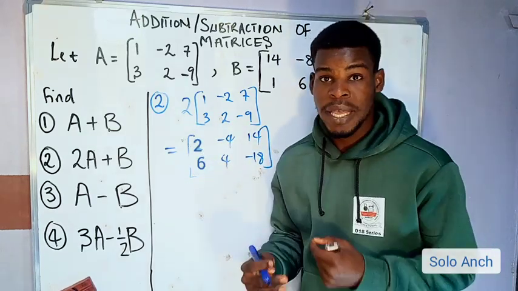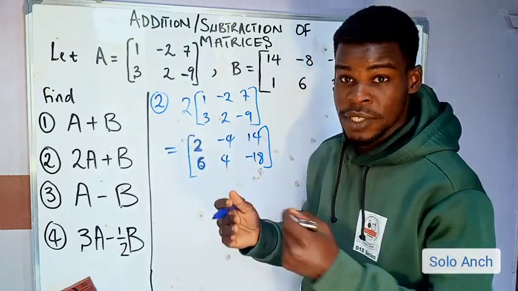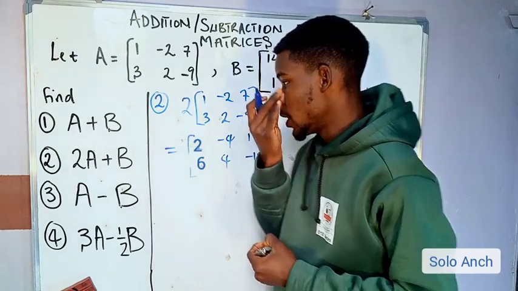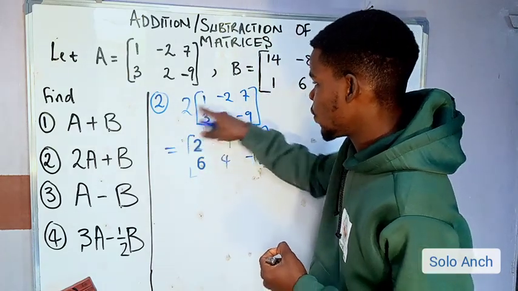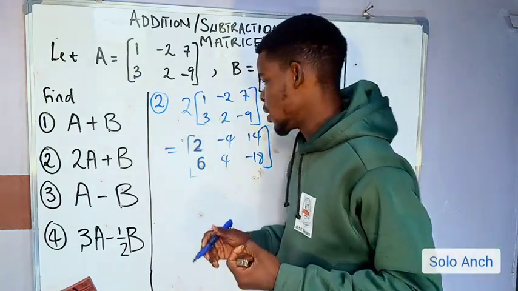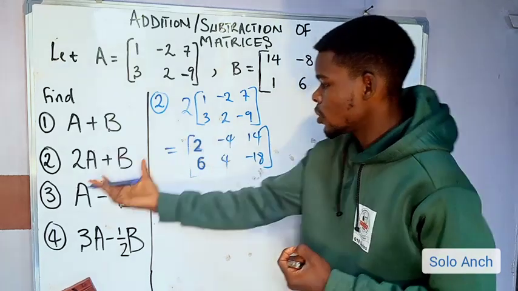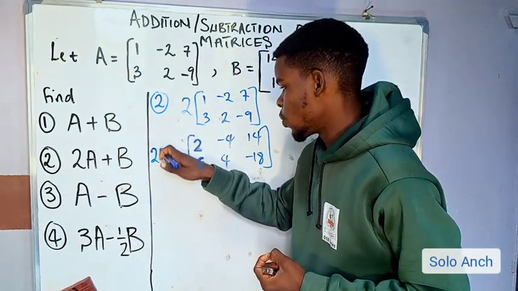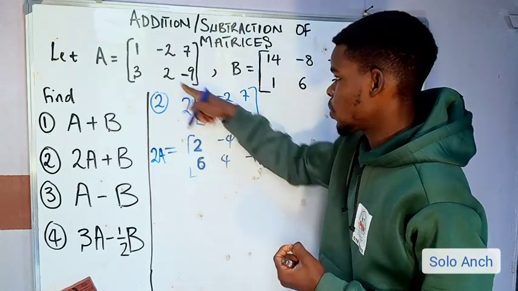That's how you multiply any constant. Even if it's 0, if you get to a point where you have to multiply 0 by a matrix, just use the 0 to multiply everything. In that case, you're going to have a 0 matrix. So this is not the result. This is just 2 times A, because I multiplied 2 with A.